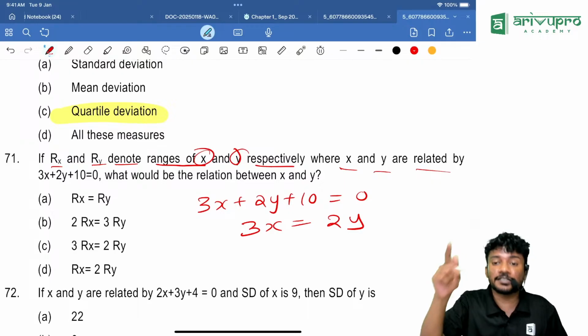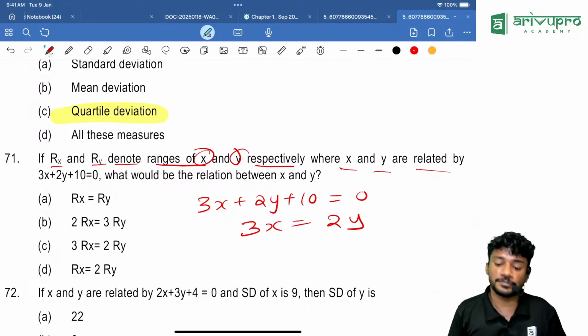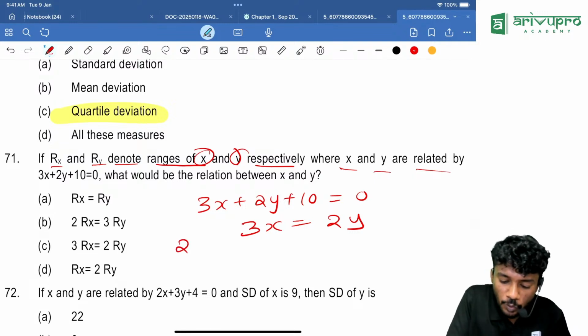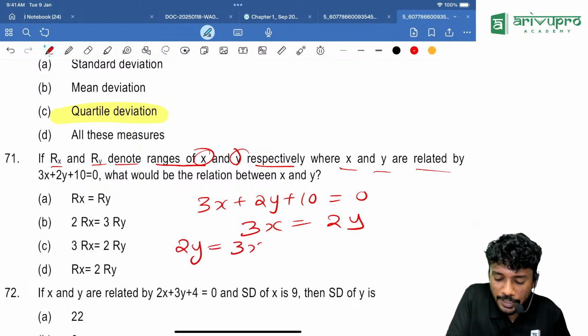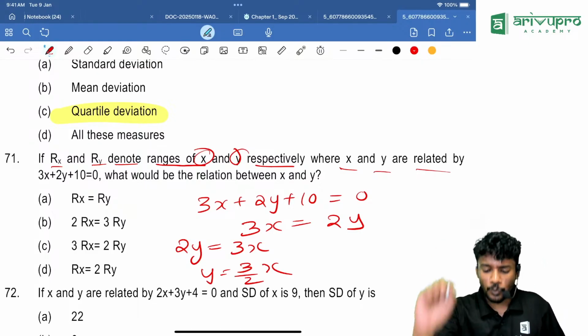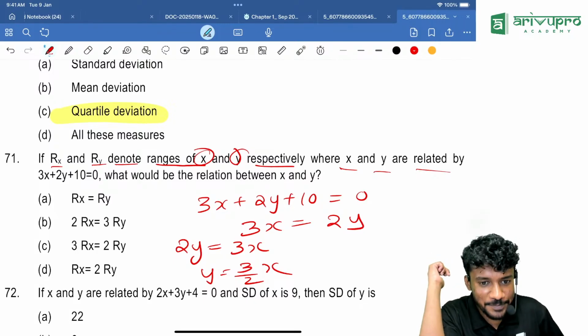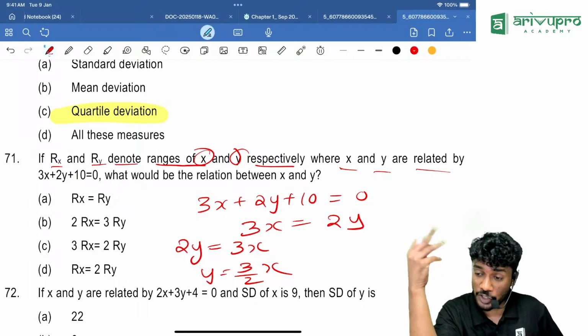How will you write it? In terms of, you should tell me in terms of y. How will you write it? So 2y is equal to 3x, correct? Then y is equal to what? 3 by 2 x. From this, how will you do it? Tell me. This one you should tell me. X on y. Will you change anything?